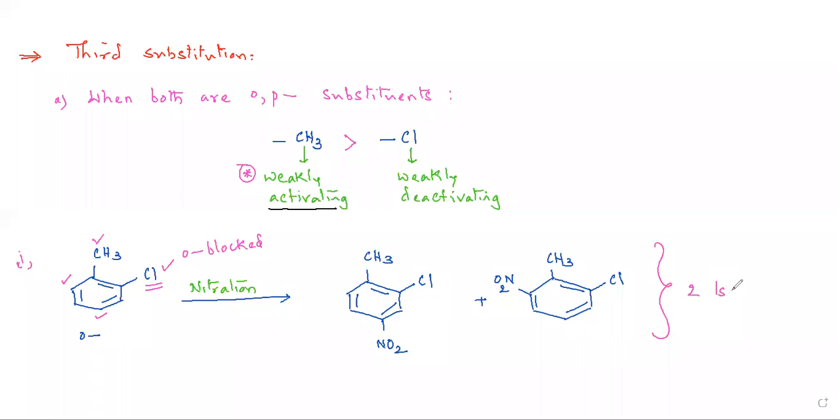when we consider the two ortho-para substituents at ortho position to each other. Hope this is okay. Only two positions are possible, this and this. That's what I've given. The third substitution can occur only at those two positions. Next.